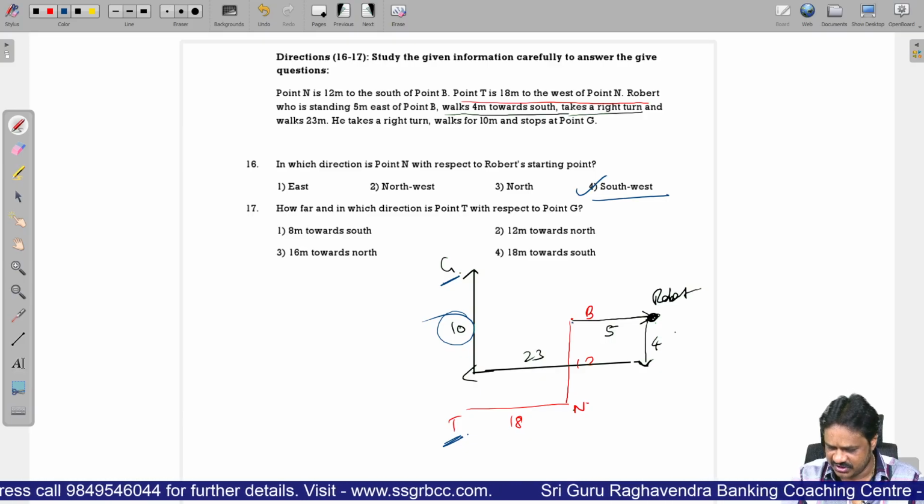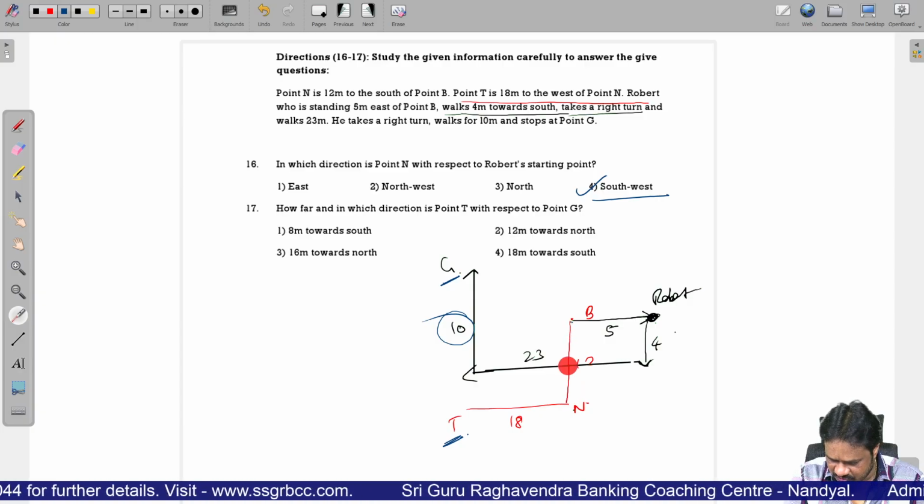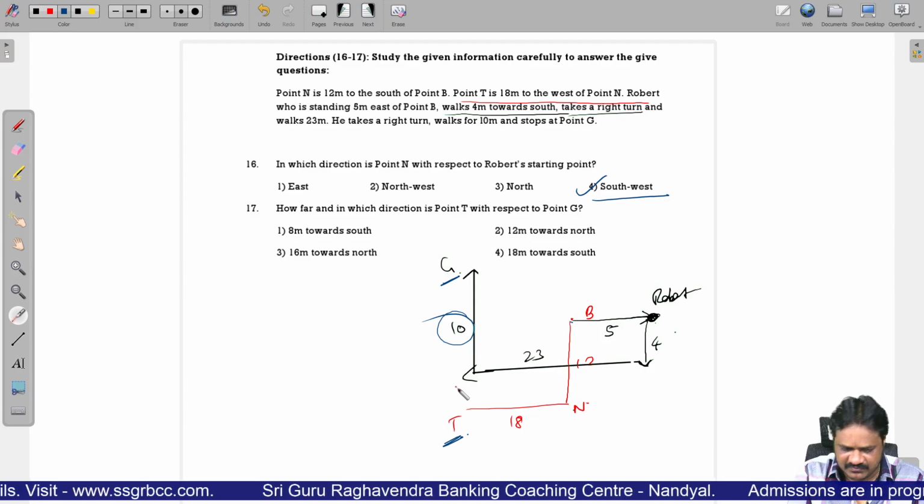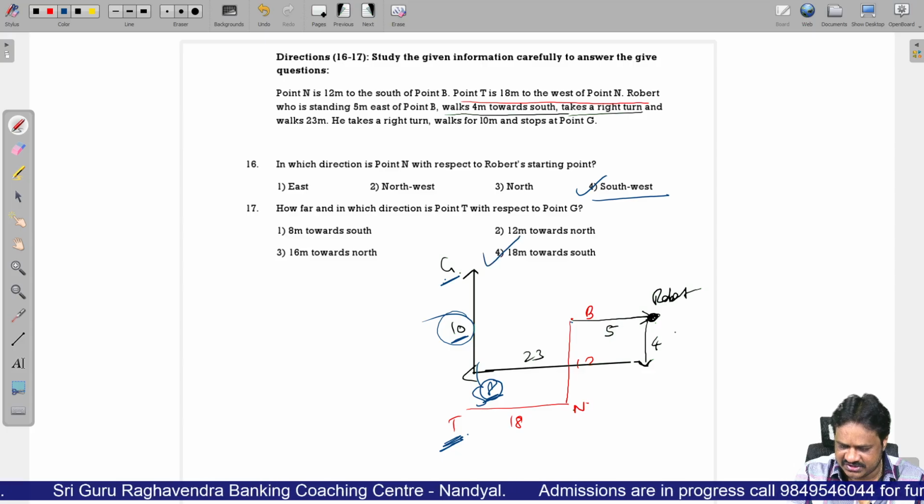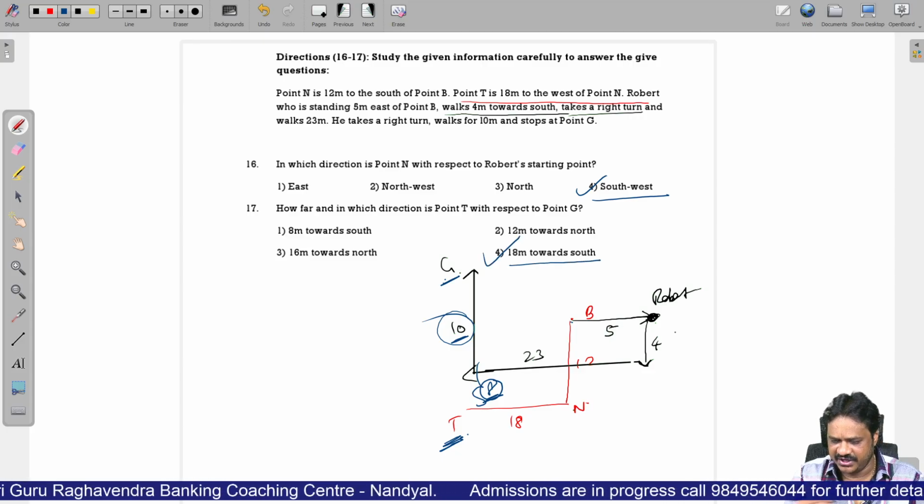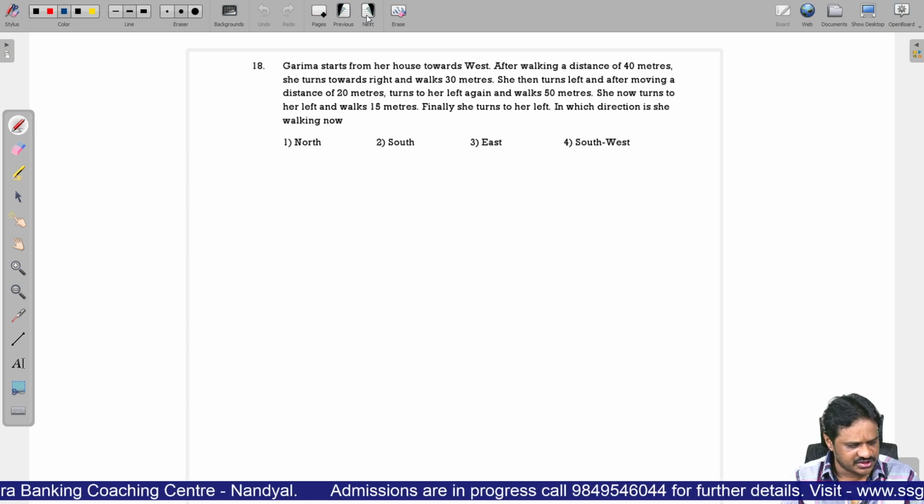See, this is a total of 12 meters. Let us observe this one. This is totally 12 meters. This is 4 meters, so this gap will be 8 meters. From G to T, what is the distance? 10 plus 8, that is 18 meters south. Let us see the 18th question.